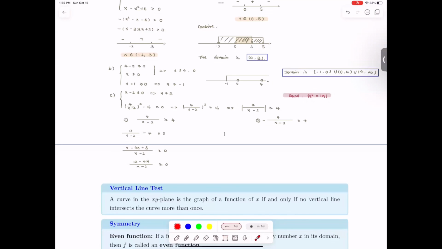Okay, if you divide two things and the result is positive, then they must have the same sign. So top and bottom must have the same sign. Okay, so they are either both... Common denominator. So this 4 becomes 4 times x minus 2 over x minus 2. That's how I got it.